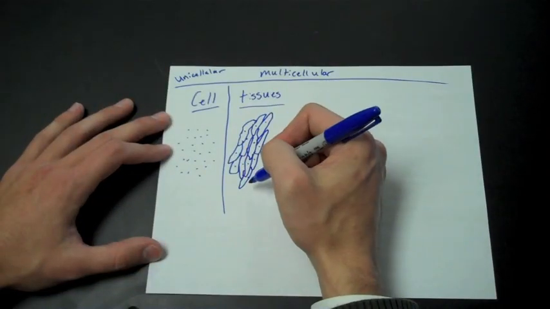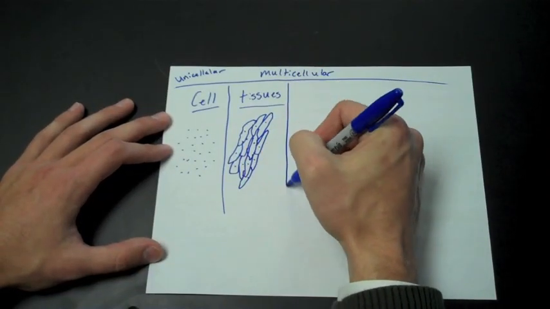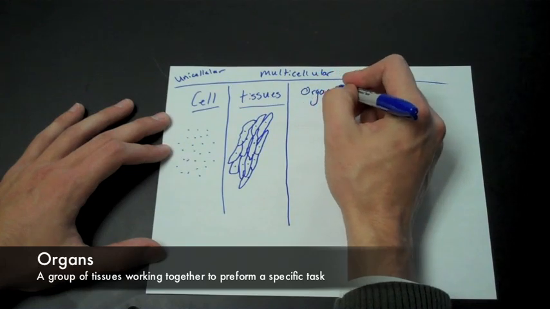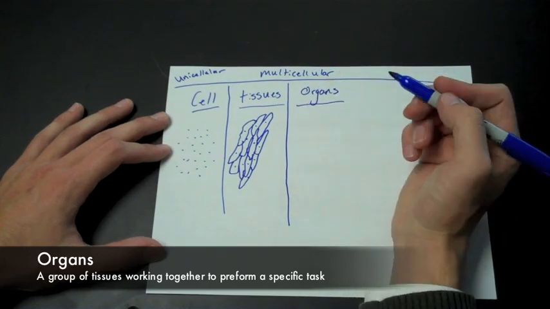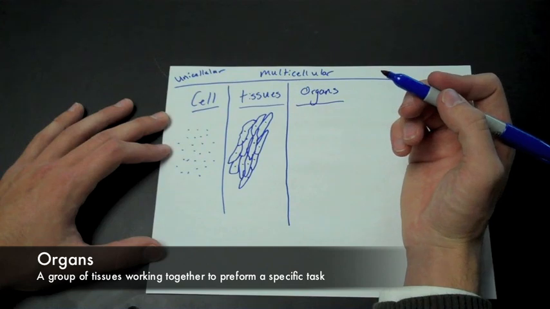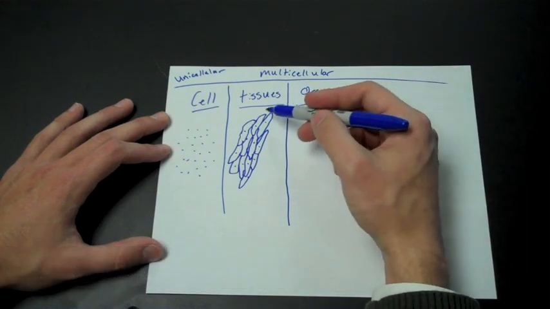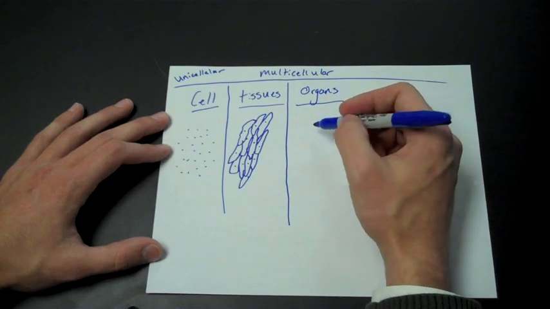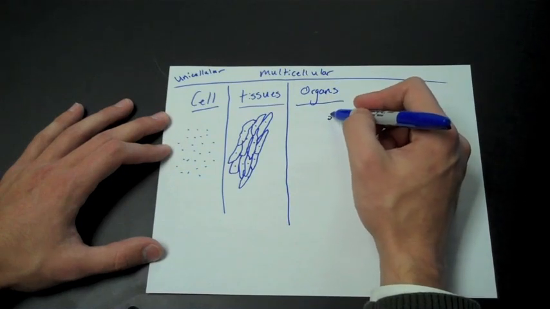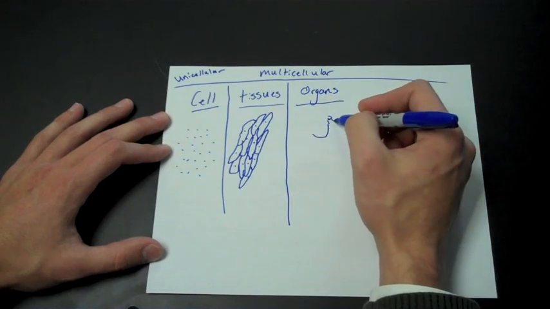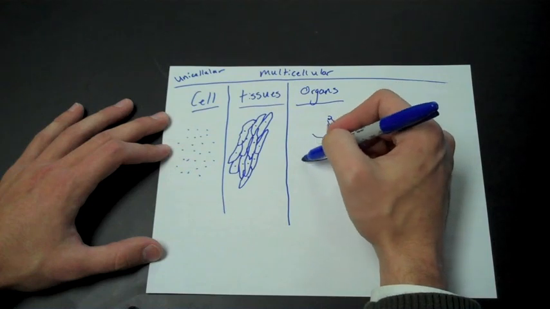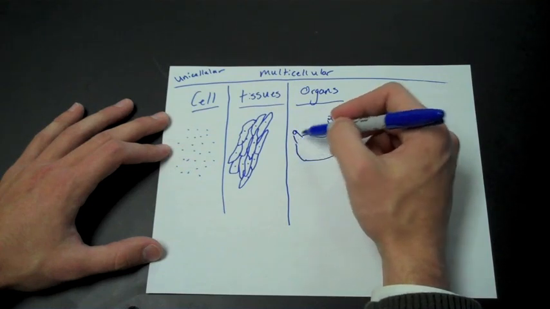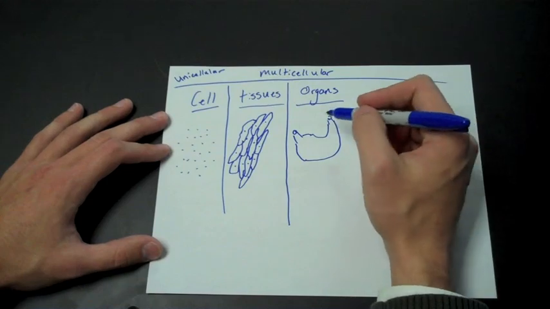Now if we group all the tissues together, we start to have organs. Organs are groups of tissues that work together to perform a specific task. Now if we group all the tissues of this, which would be stomach tissue, we would start to have an organ, or the stomach. Alright, so we have the stomach here, starts to come up. So this is a stomach, or a poor drawing of a stomach at least.